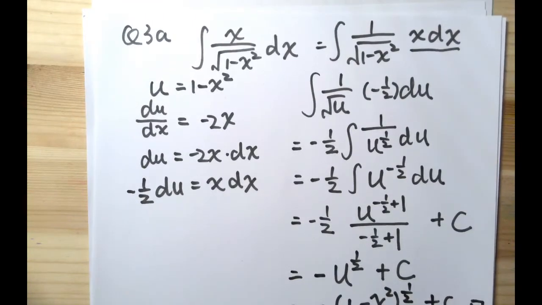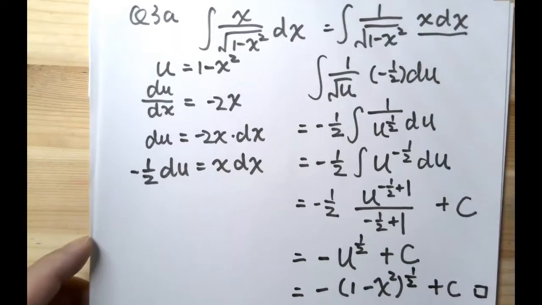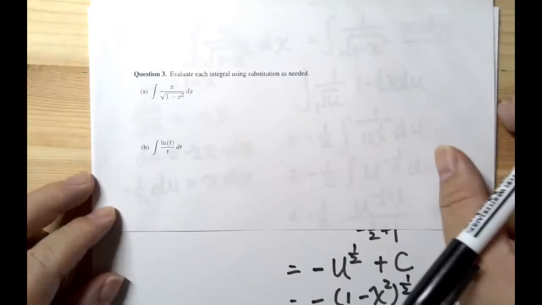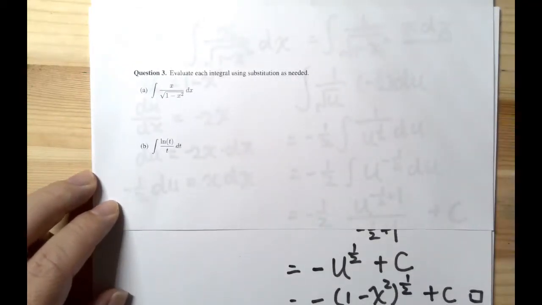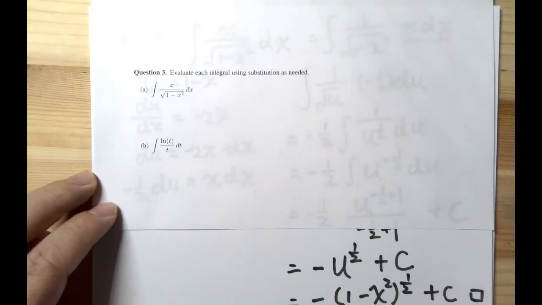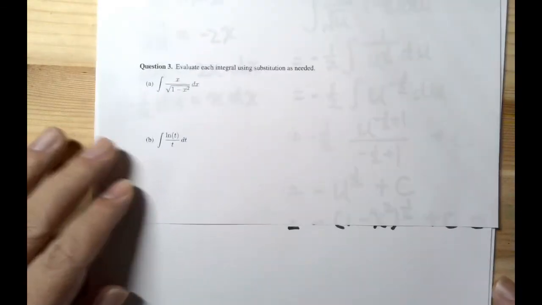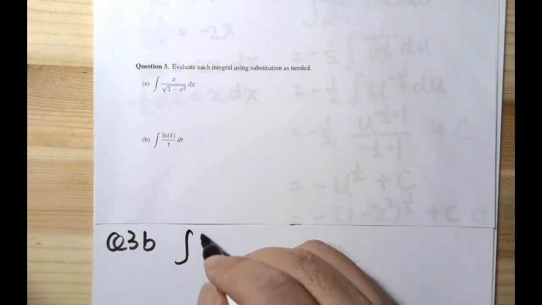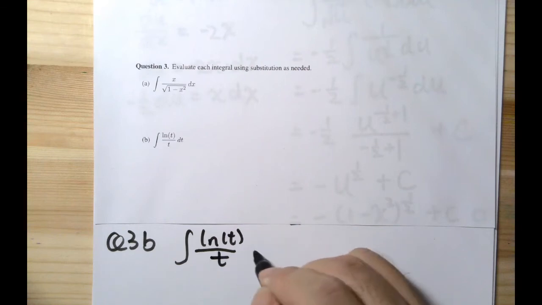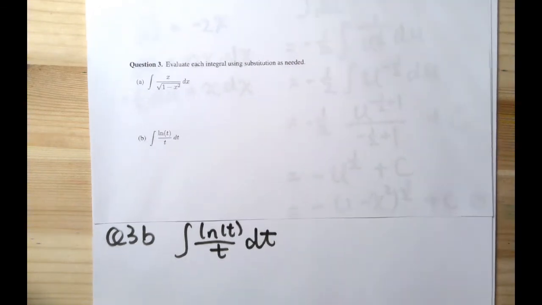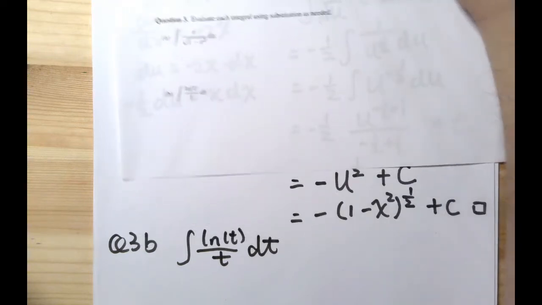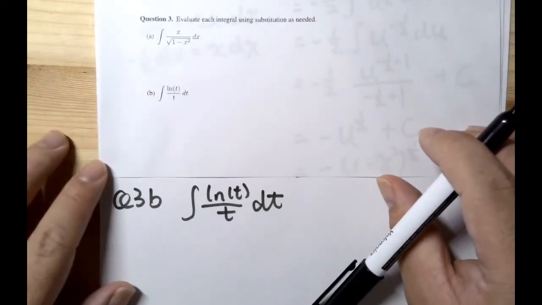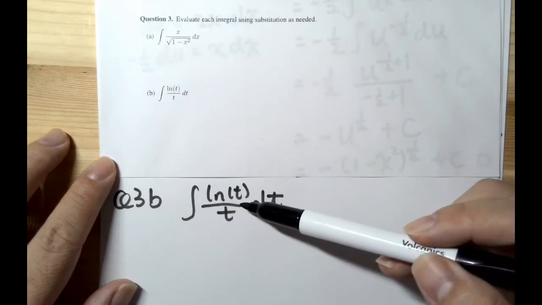This is very straightforward. Okay, so now let's look at problem B. Integral ln t over t dt. So it's question 3, part B. We have this integral of ln t over t dt. For this problem, it's even simpler compared to 3a. Why? Because look at what we have here: ln of t and t.